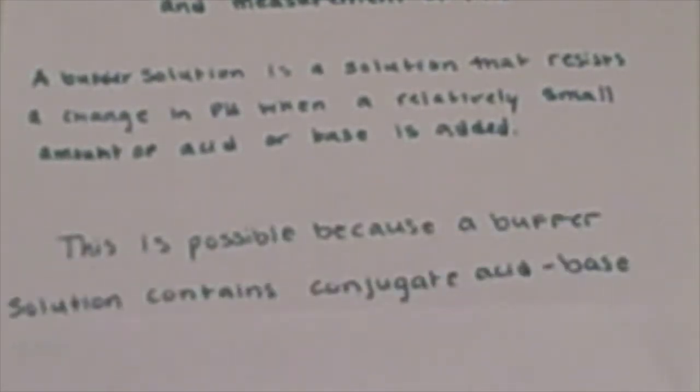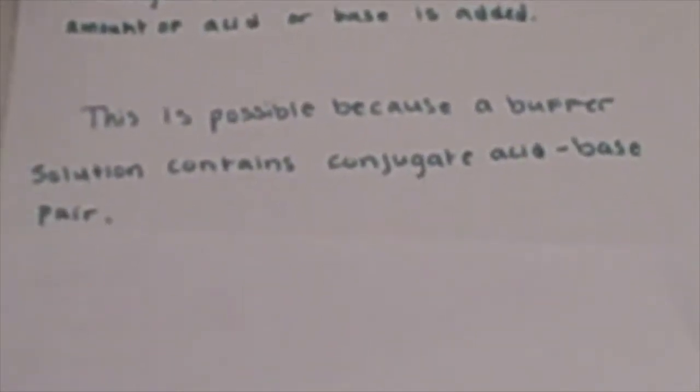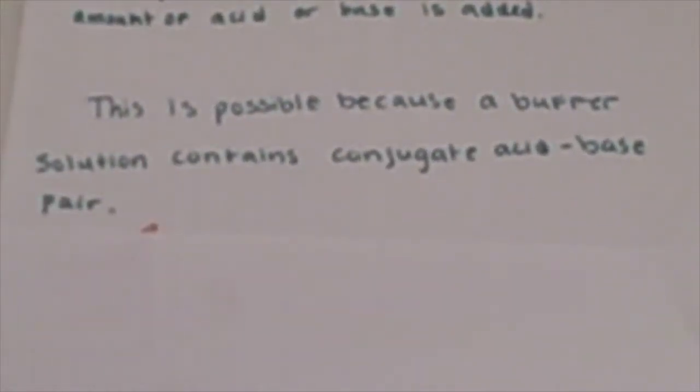Experiment 8 is on buffer solutions and measurement of pH. A buffer solution is a solution that resists the change in pH when a relatively small amount of acid or base is added. This is possible because a buffer solution contains both a conjugate acid and base pair.